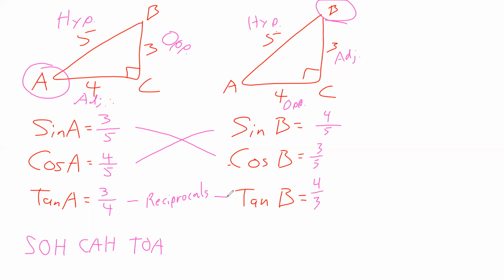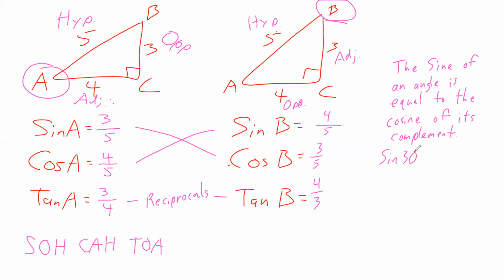So there's a rule. I'm going to write this down, and you should write this rule down. The sine of an angle is equal to the cosine of its complement. So, examples, sine of 30 equals cosine of 60. Sine of 10 will be equal to cosine of 70. So those values that are complements, take sine of one, cosine of its complement, they have to be equal.